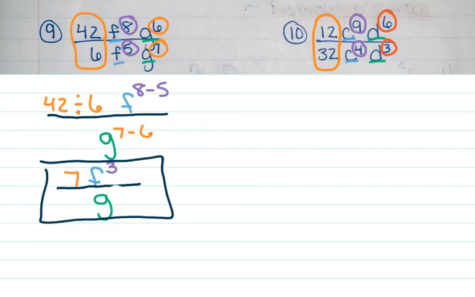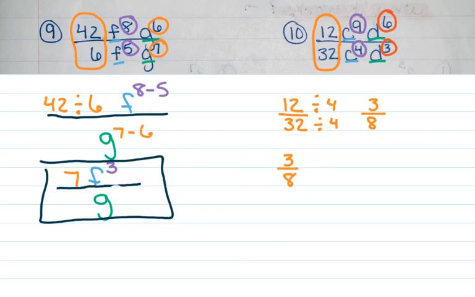Okay, well, 12 and 32, I can't divide evenly, but I can reduce. So what can go into 12 and 32? I recognize that 4 can. You could even do 2. So we're going to reduce this. So 12 divided by 4 is 3. 32 divided by 4 is 8. So that means this is going to reduce to 3/8.